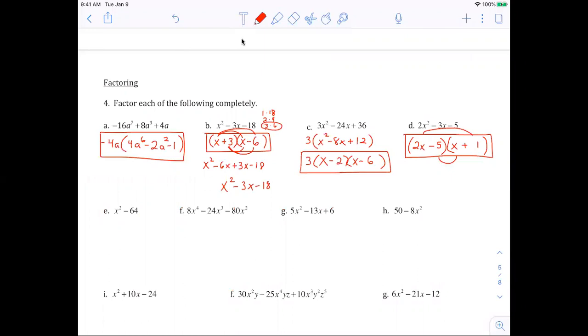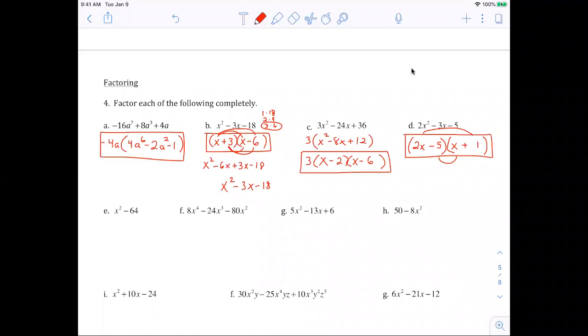I did get a question in the chat of whether we can use different methods. There's the slide method or split the middle. If you have a method that works for you, go with it. Anything that you do to get the correct answer when it comes to factoring, you can use any method that you want. Just keep in mind that a lot of times time is of the essence, so whatever method you choose, you want to get good and quick at it.